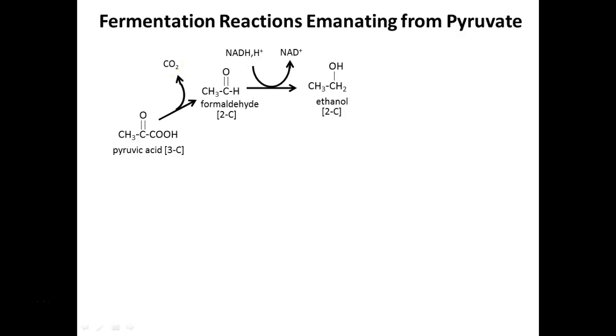So say we have pyruvate. We broke down glucose into pyruvate, and we've already got some electron carriers from that. So one of the things that some organisms will do is break it down further into formaldehyde, and in that process, they're getting rid of a carbon in the form of carbon dioxide. There's that electron carrier that has electrons from glycolysis. It's going to add them back to formaldehyde, and it actually forms one of the things we like: ethanol, an alcohol. Booze.